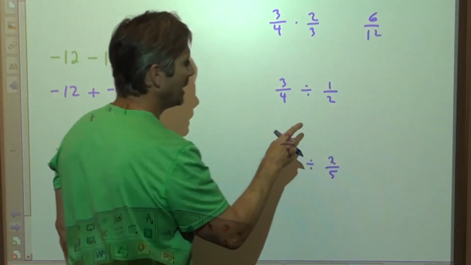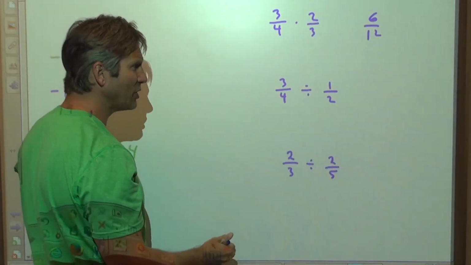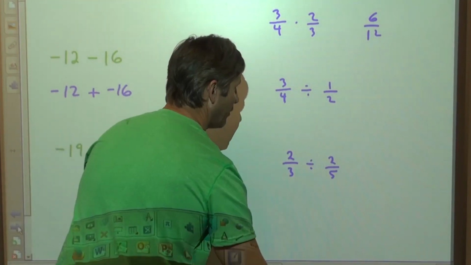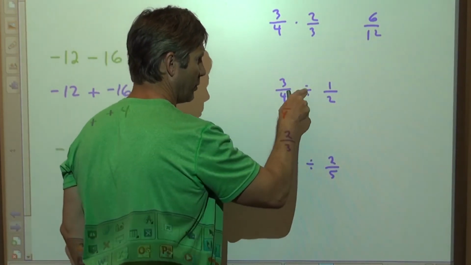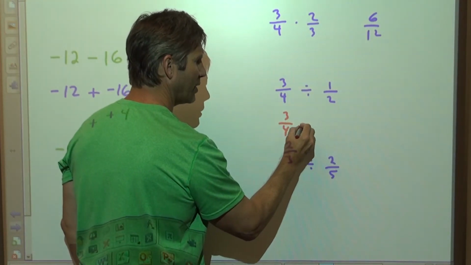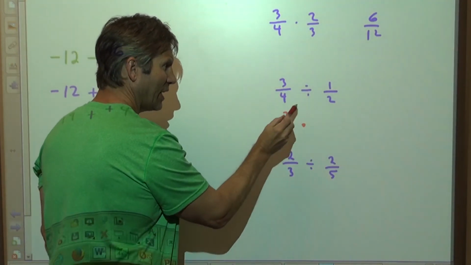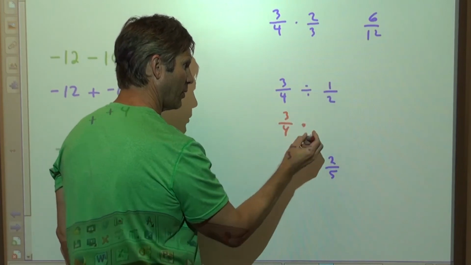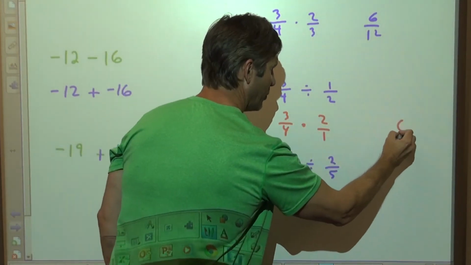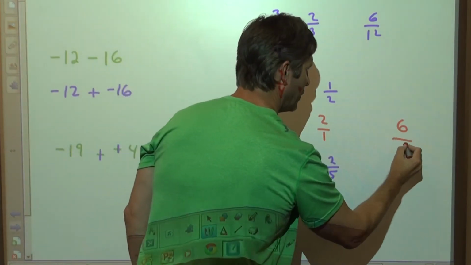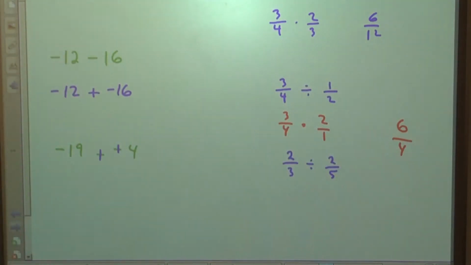Life is good. If we have division and we want to change it to multiplication, then all we have to do is say, okay, we can change this. We'll leave the 3/4 alone, change to the opposite operation, which is multiplication, and change to the inverse under multiplication, which is 2 over 1. Multiply straight across, we get 6. Multiply on the bottom, we get 4. We can simplify that later.